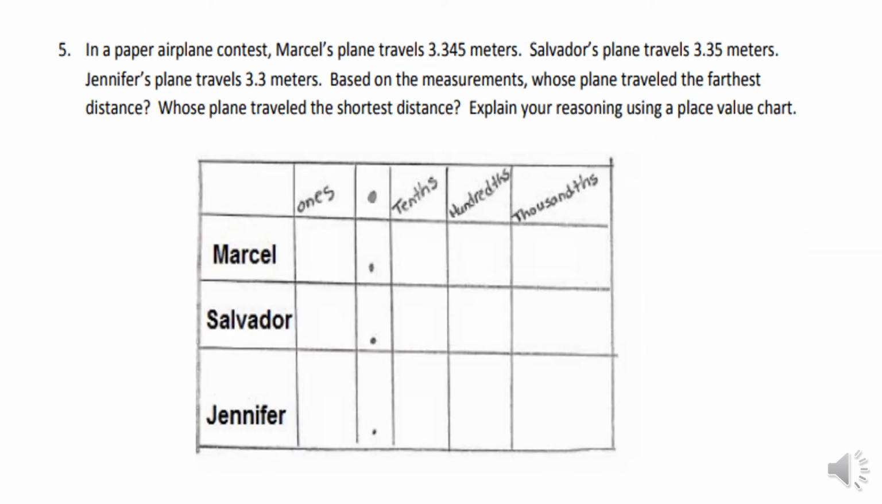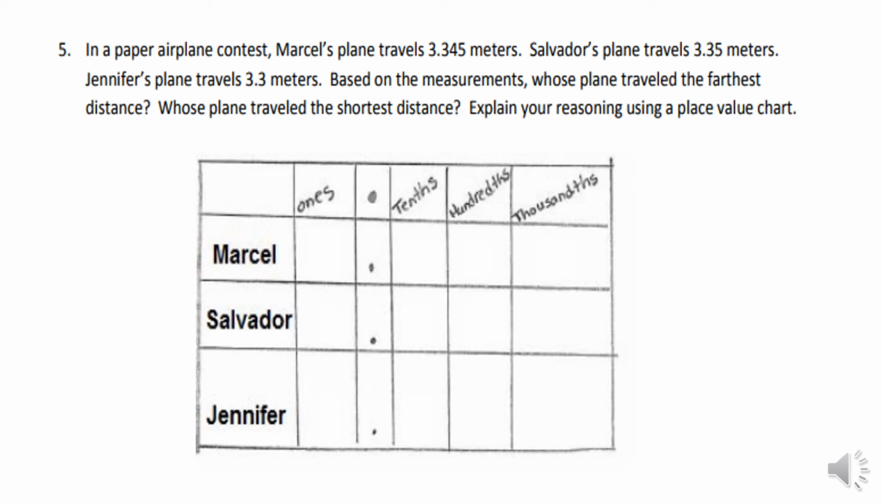Question number 5. In a paper airplane contest, Marcel's plane travels 3 and 345 thousandths meters. Salvador's plane travels 3 and 35 hundredths meters. Jennifer's plane travels 3 and 3 tenths meters. Based on the measurements, whose plane traveled the farthest distance? Whose plane traveled the shortest distance? Explain your reasoning.